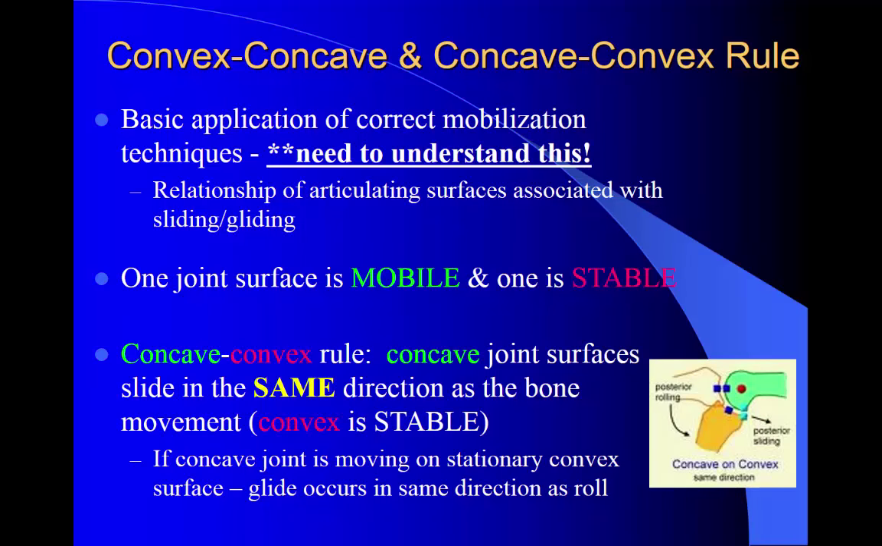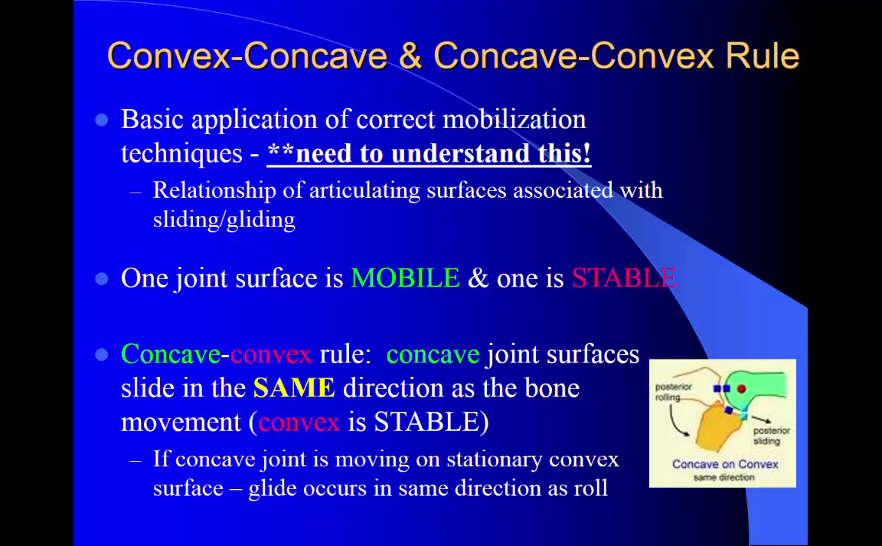In order to understand and apply the theory of joint mobilization, students must be able to understand the basic rules needed to apply the mobilization. The basic application of correct mobilization techniques is dependent upon the relationship of the two articulating surfaces and the associated sliding and gliding. Typically, there is one joint surface that is mobile and one that is stable. The first rule is the concave-convex rule.